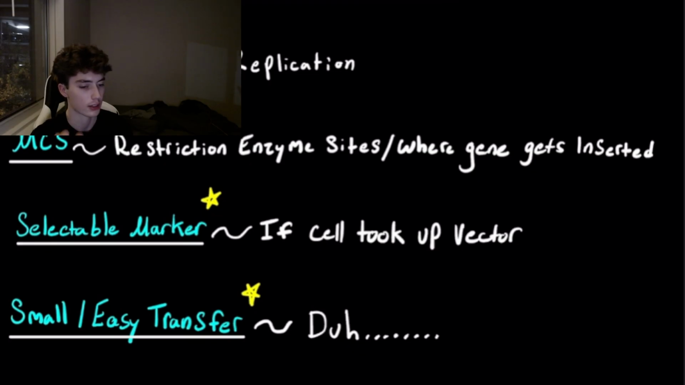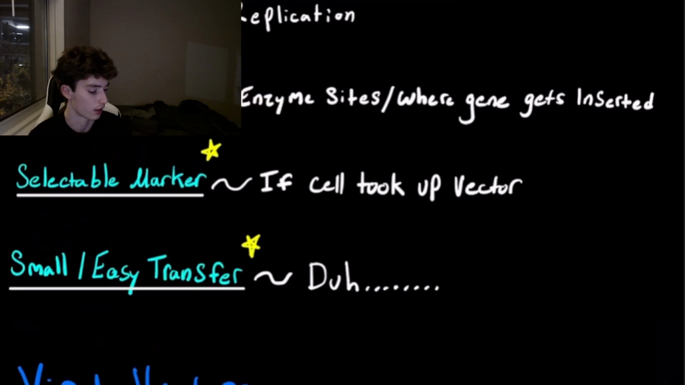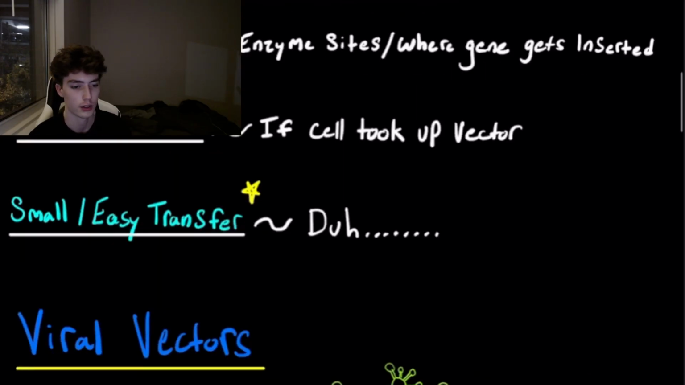Selectable markers are something that scientists use as a means to determine whether the bacteria or the cell has taken up a vector. The last characteristic is that they're small and easy to transfer. So similar to plasmids, they are small, they're easy to clone, and they are super easy to transport.